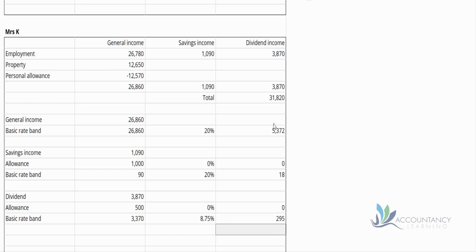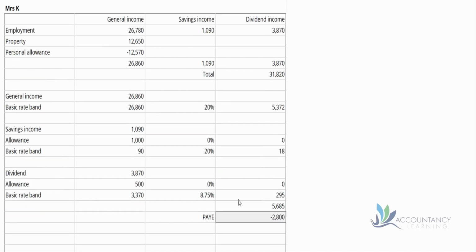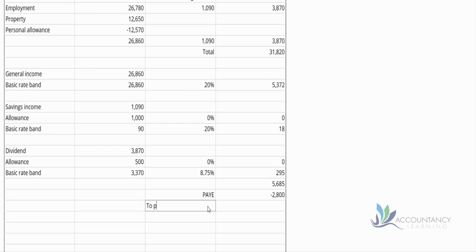So when we add up all of these tax figures, that gives us a total of tax of £5,685. But remember, some tax has already been paid through the PAYE scheme through the employer. So we've got 2,800 has already been paid. So that means the amount to pay is just the remaining £2,885.